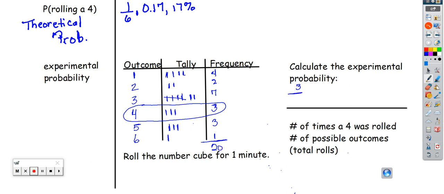So 3/20. Let's divide 3 by 20. 3 divided by 20 is 0.15, which is 15%. So experimentally, I was really close to what math said should happen when I try to roll a 4 on a die.